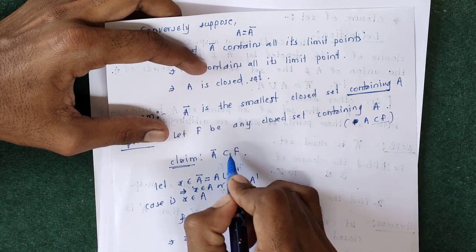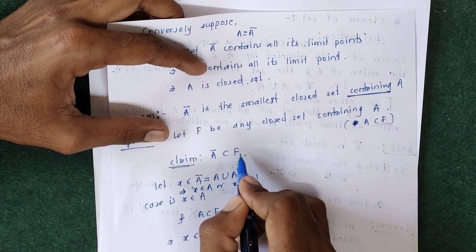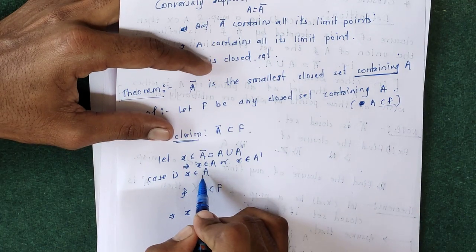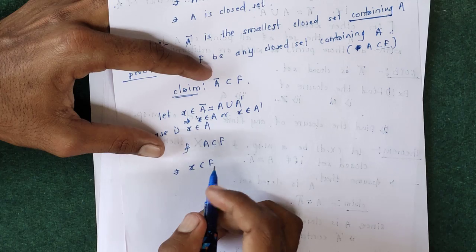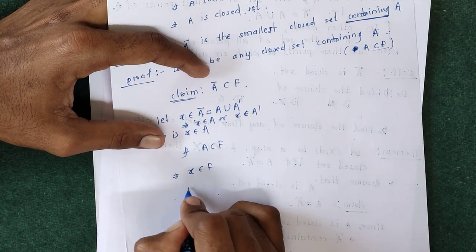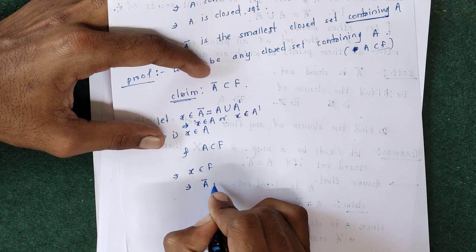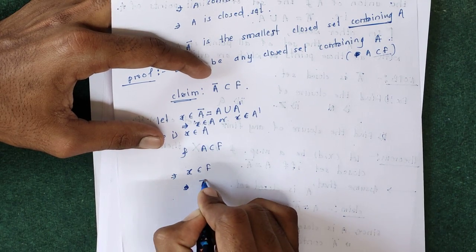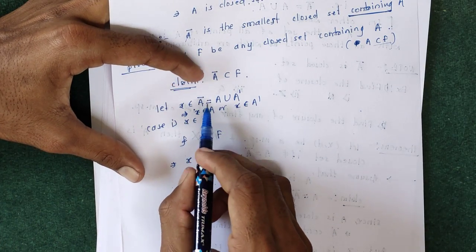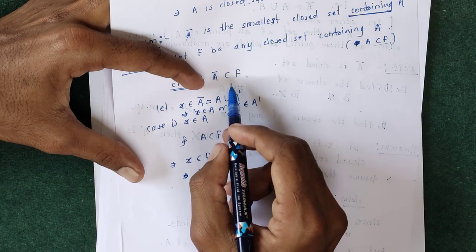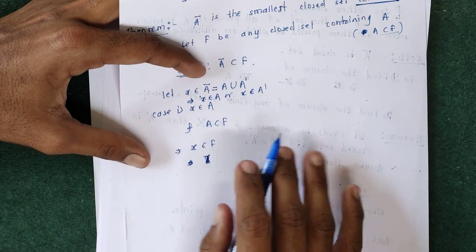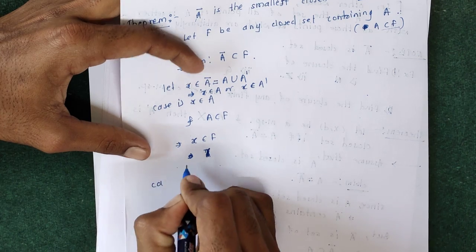We have to prove A closure is a subset of F, so we have to prove that x is again an element of F. If x belongs to A, then x belongs to F. Also, if x belongs to the limit points of A, then x belongs to F. From both cases, we can say that A closure is a subset of F.